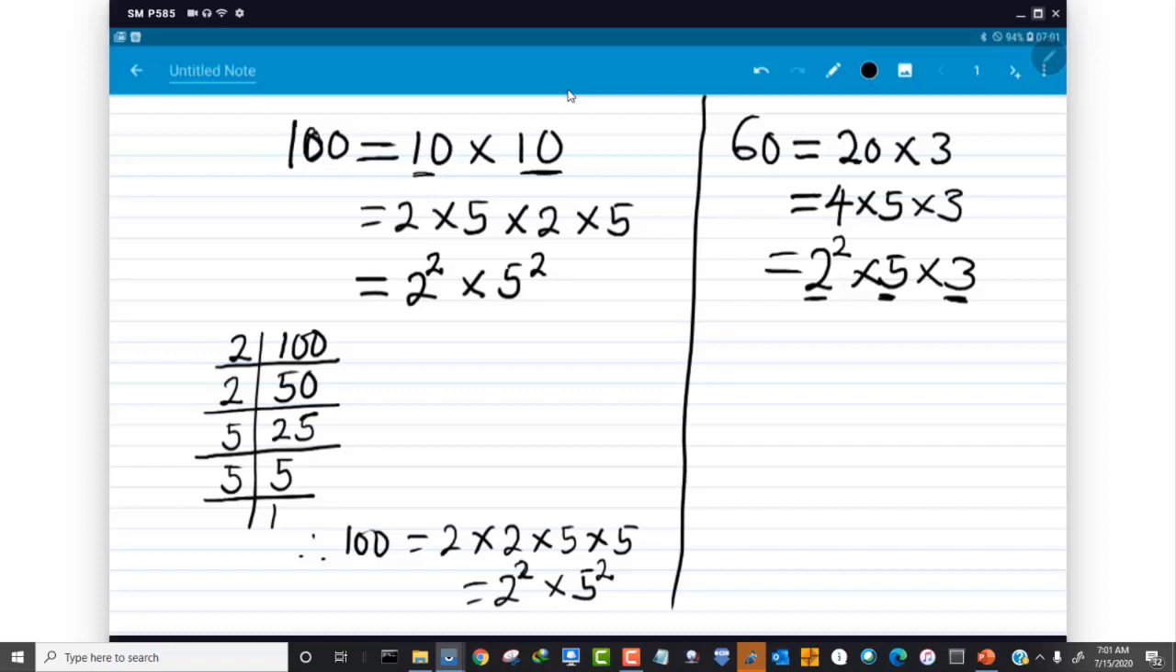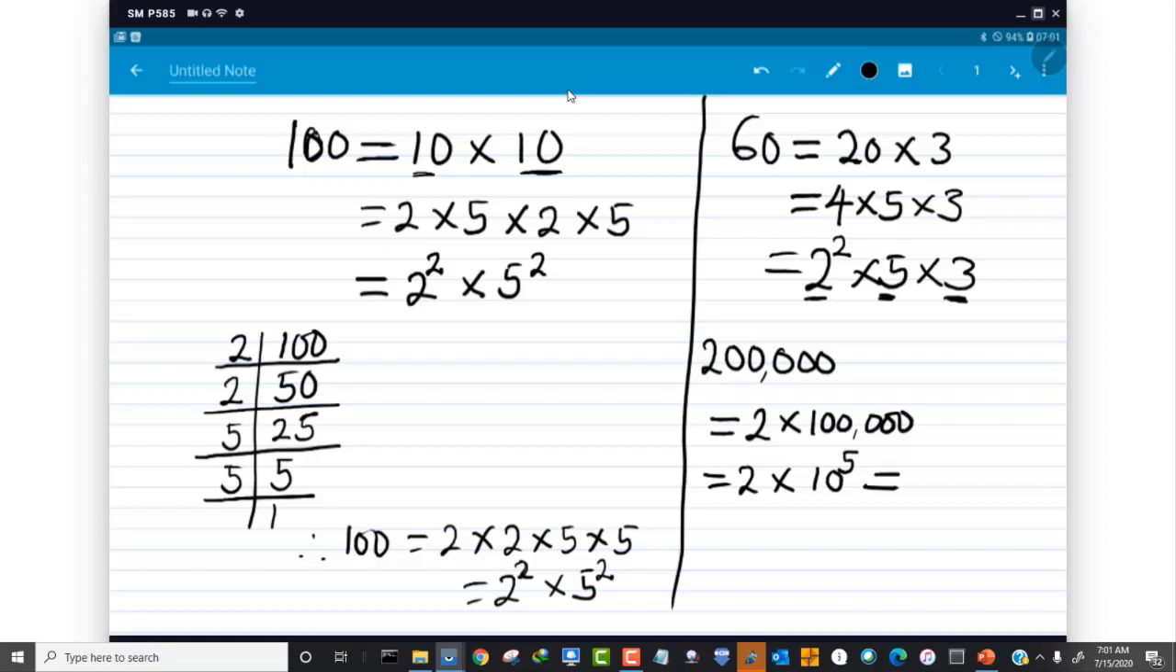Let's take one large number. Let's say you are looking at 200,000. How do we express it in prime factorization? Now, my 200,000, don't forget, is the same thing as 2 times 100,000. Okay, and my 100,000 can be written as 10 raised to the power 5.